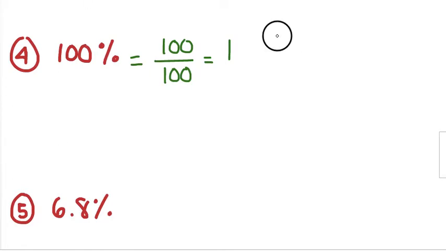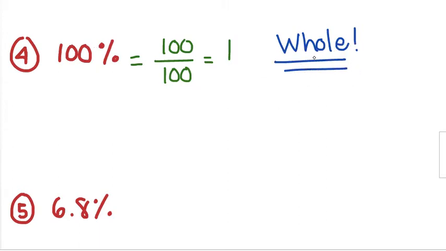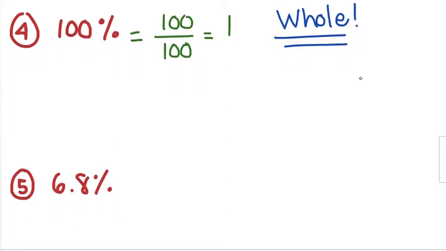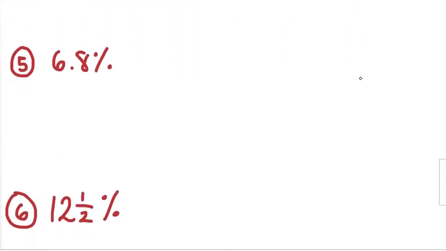Great. Let's then do the next one, 100%. So 100%, if I do that one, is 100 over 100. Agree? And when I have a 100 over 100, what do I get? I have 1. So this one is very important because, and we already have spoken about this one. This one is the whole. So every time that we talk about 100%, we're talking about the whole, the complete unit. Okay? Perfect. Let's do this one, 6.8.